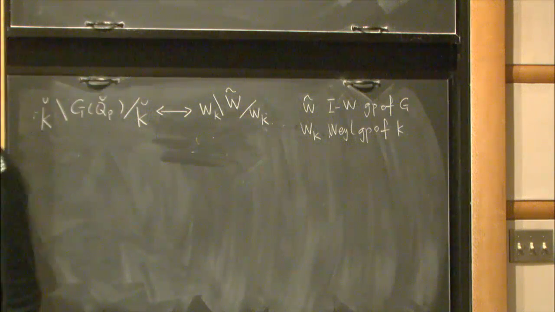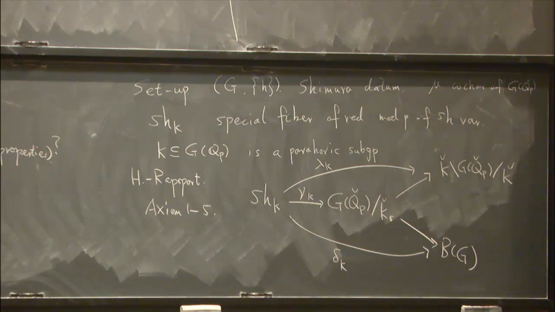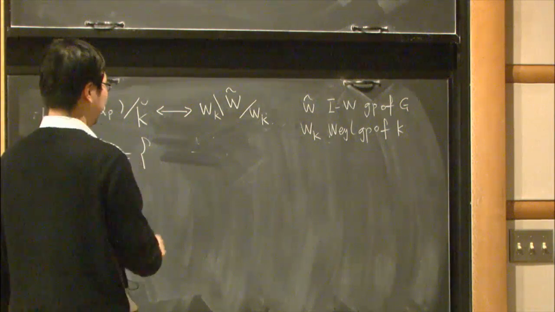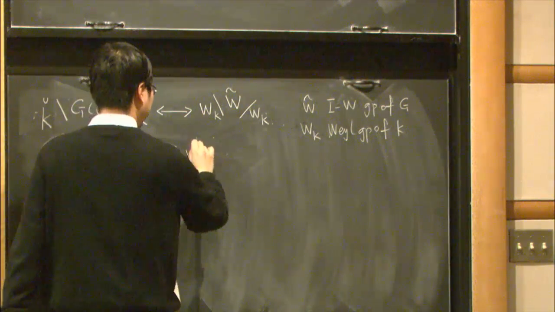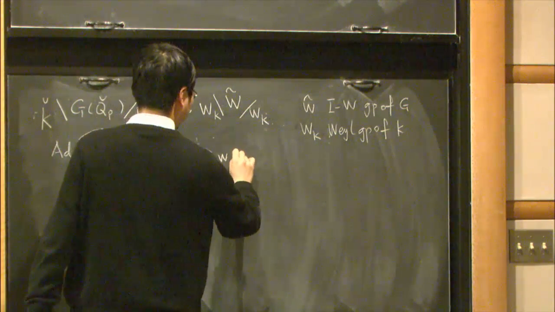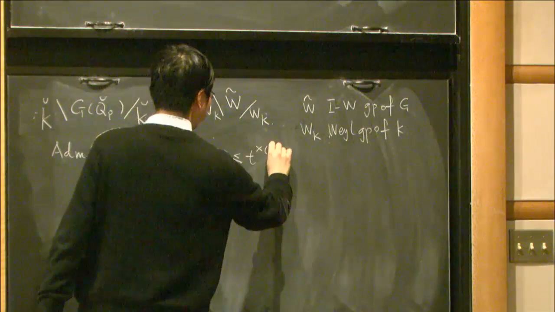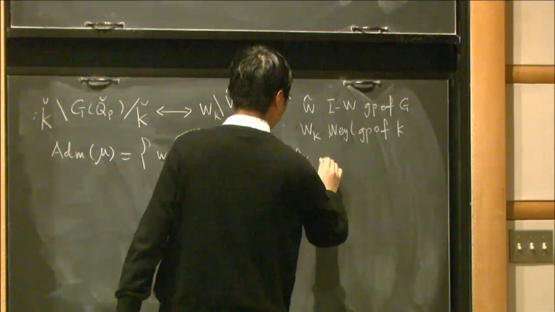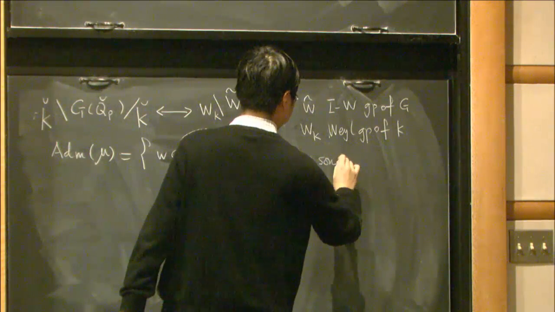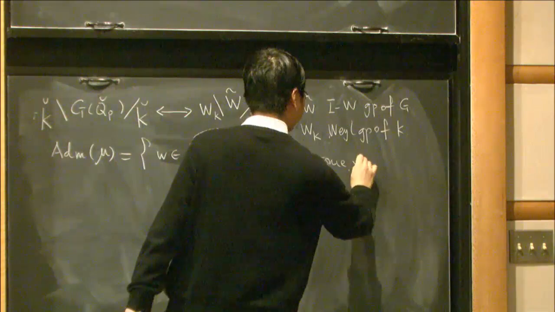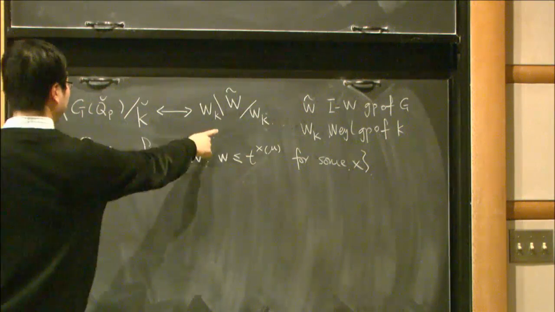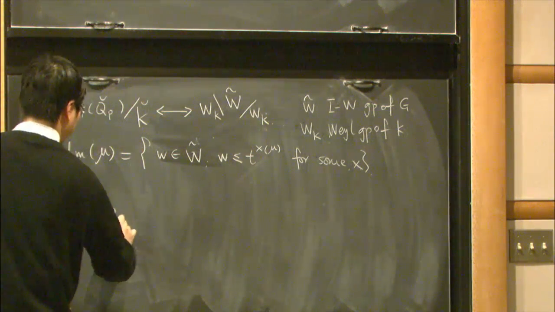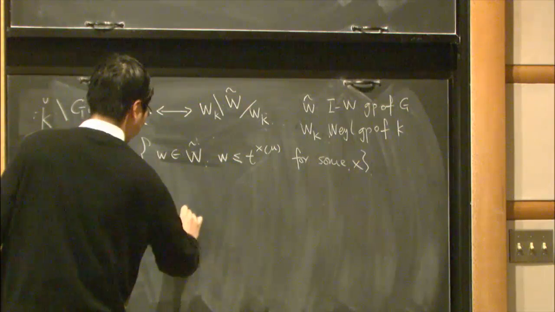Now, to describe the image, we need the so-called admissible set. So this is by definition just the elements in this Iwahori-Weyl group that are less than or equal to some conjugations of this mu, for some x. And then we just map to its image in this double coset.